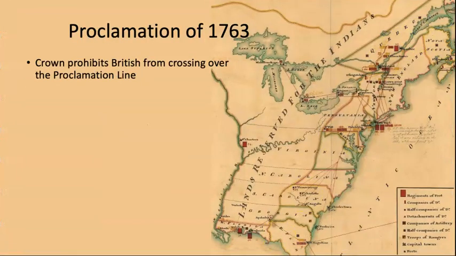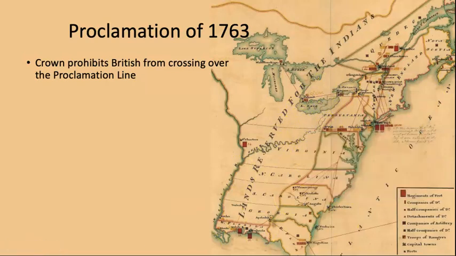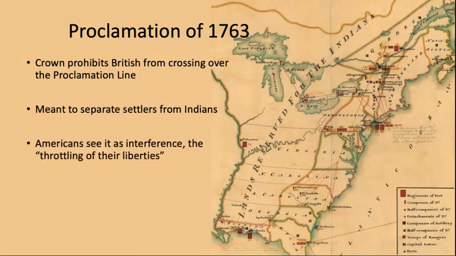So the proclamation line says that colonists cannot cross this line, and anyone actually on the other side, they forcibly remove from that territory and move them back. The idea is this is going to eliminate the threat from Native Americans, cool down relations between natives and the colonists, and keep them away from another war with the French. Americans don't like it.